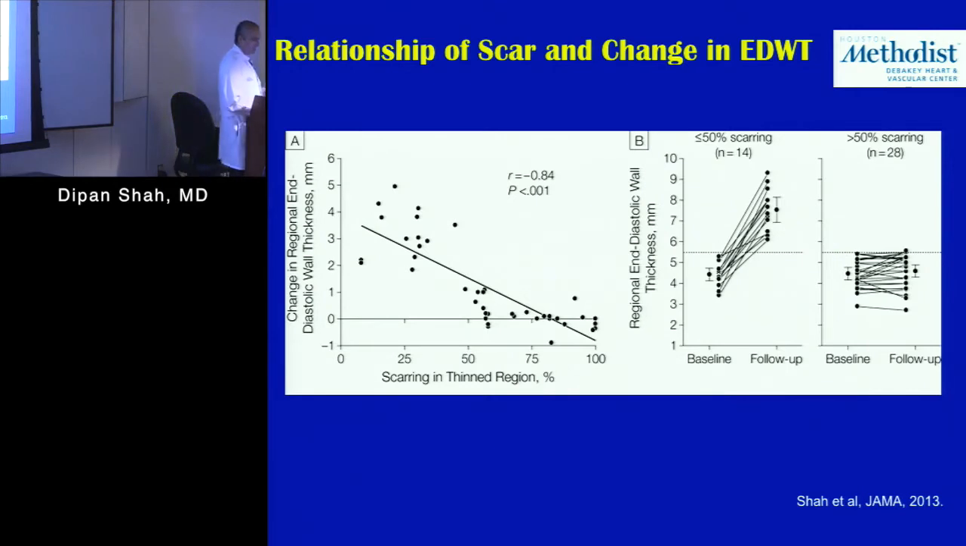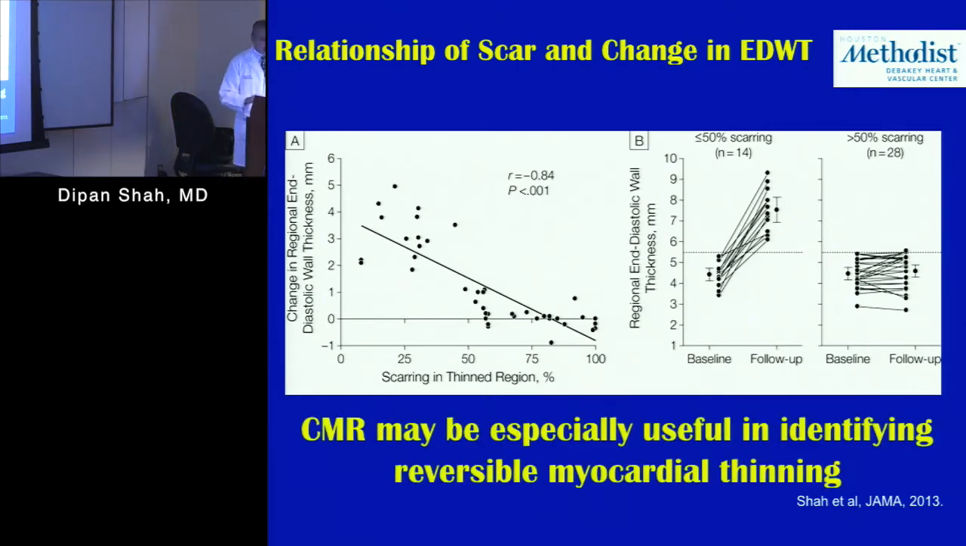So I think what the MRI really provided us with is an insight: wall thinning itself may not be an irreversible phenomenon. It actually may be reversible, and CMR is able to identify these patients.